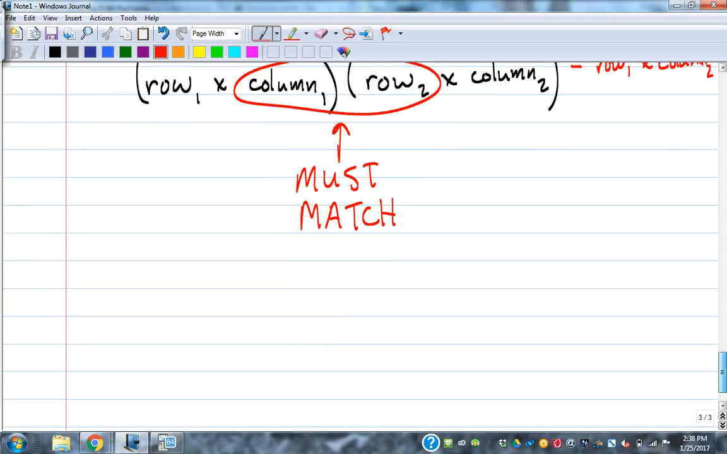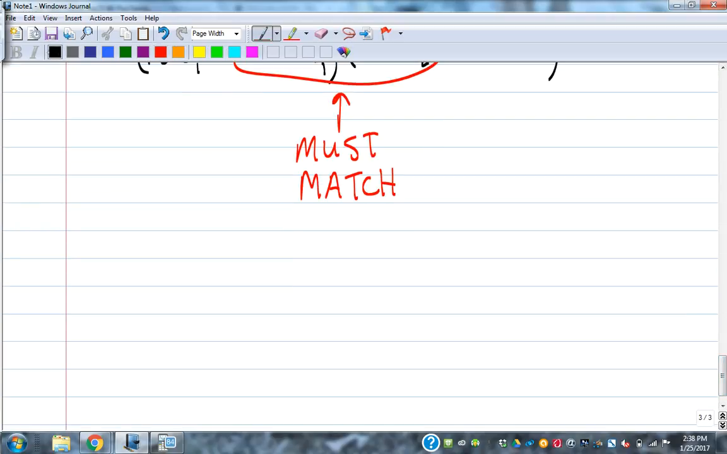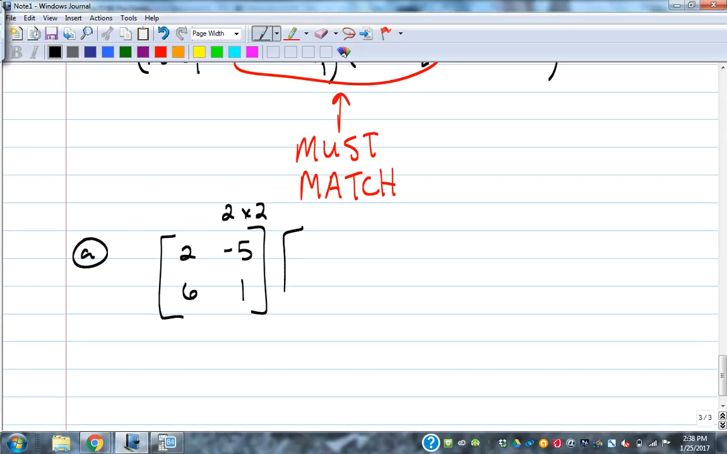So let's start with a couple of matrices to multiply. Let's start with this one. 2, -5, 6, 1. What size is that? 2 by 2. I'm going to multiply that.